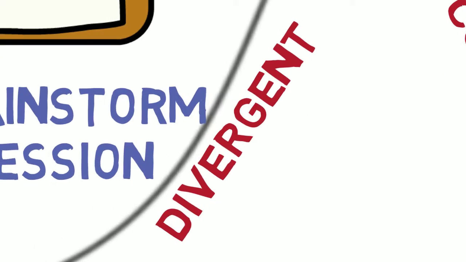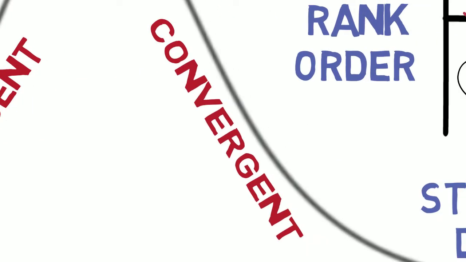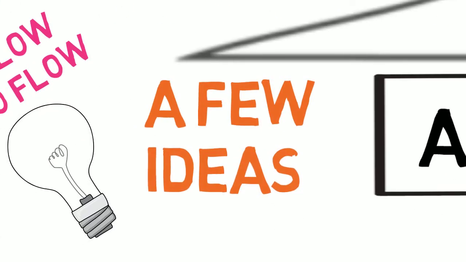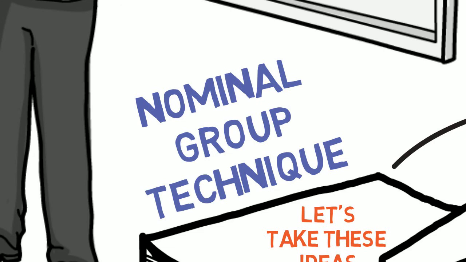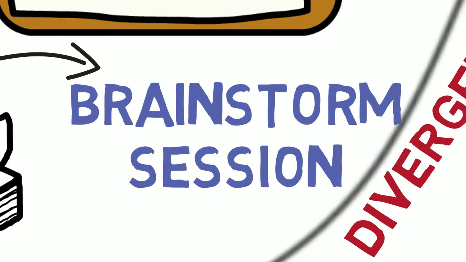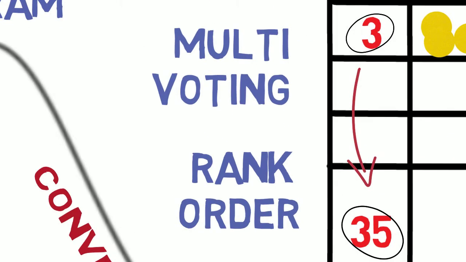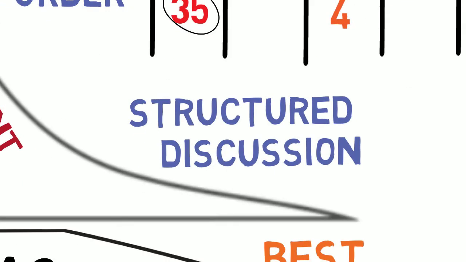This process is a technique that encourages divergent and convergent thinking, and it helps people that only have a few ideas generate thousands of ideas to then come up with an effective solution using nominal group technique, brainstorming, affinity diagram, multi-voting, rank ordering, and a structured discussion at the end.